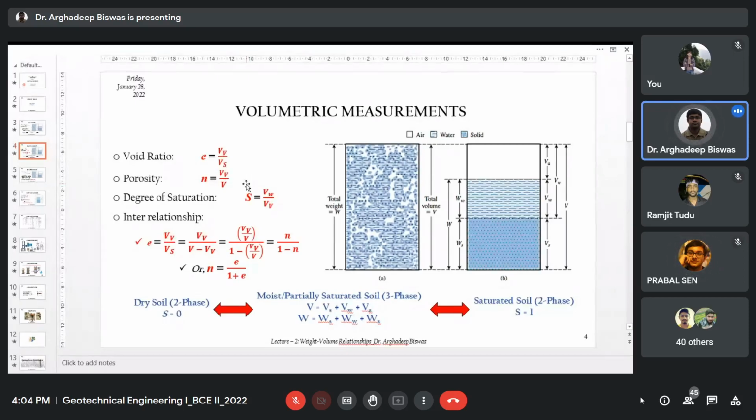In that case, E should be greater than 0, right? Greater than or equal to 0, or greater than 0? Cannot be equal to 0, sir, because VV cannot be equal to 0. Yes, right. VV cannot be 0, so E cannot be equal to 0. So E is greater than 0. Now, if Vs as compared to VV becomes very small, then it can go theoretically up to infinity, right?